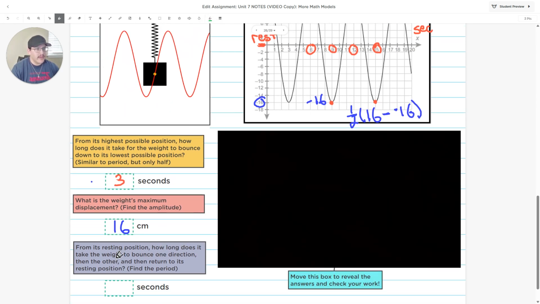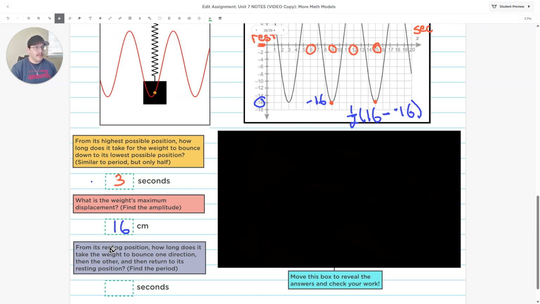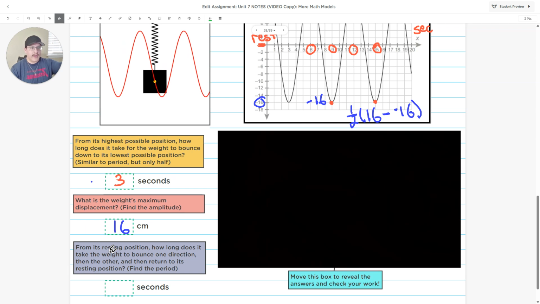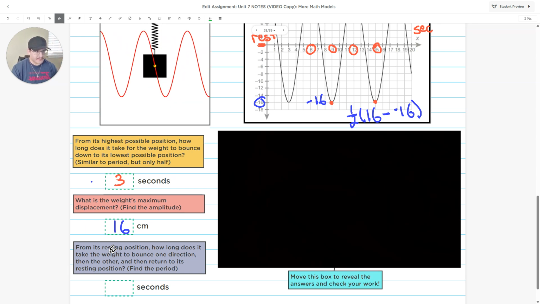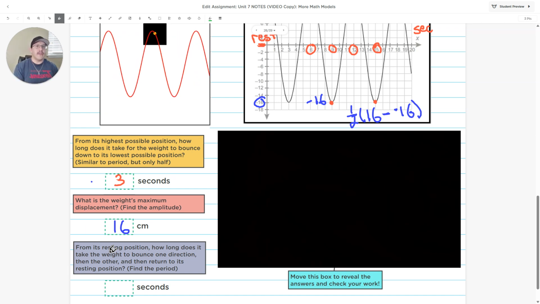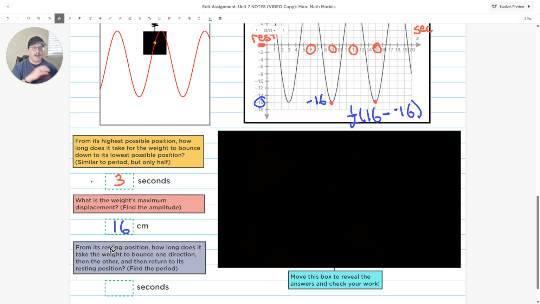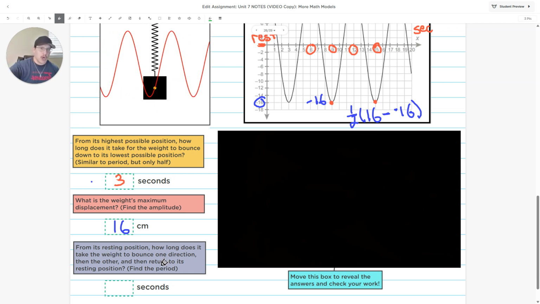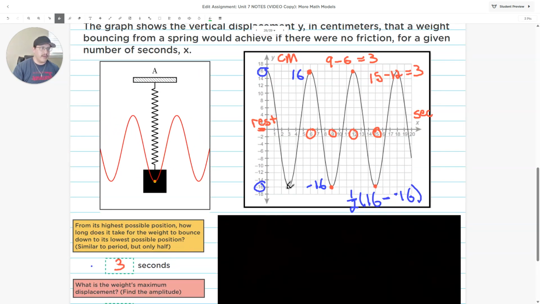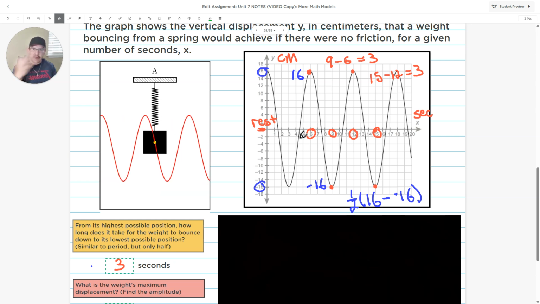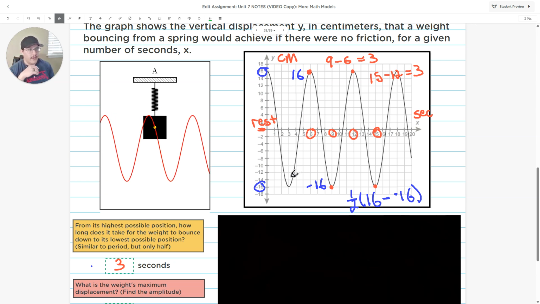Okay, the final question to this. From its resting position, how long does it take for the weight to bounce in one direction, then the other, and then return back to its resting position? Essentially what it's asking for is the period. Find the period to this problem. To find the period, we're just going to look at the peaks. That's the easiest for us.